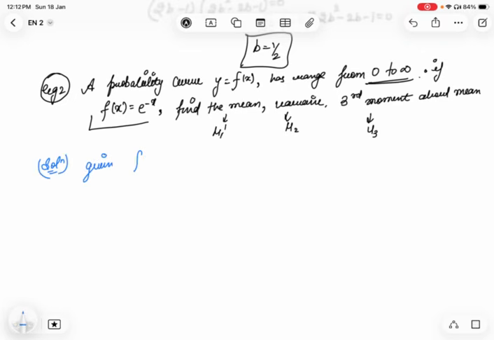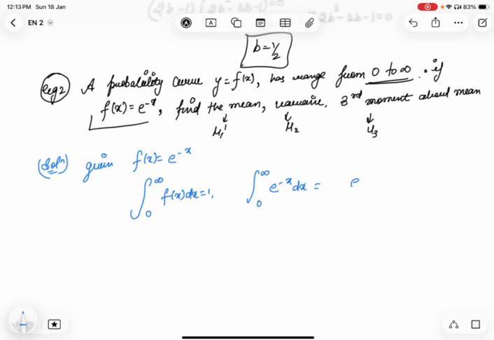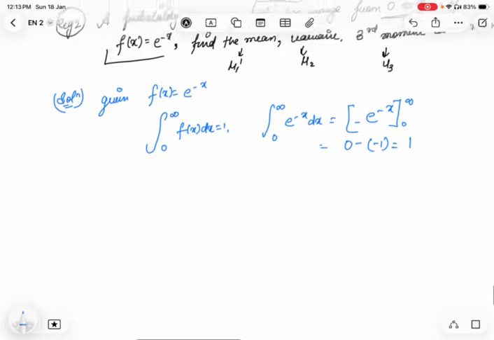Given PDF fx is equal to e to the power minus x. Now if I am asked whether it is a valid probability density function, what do we have to do? Just check that the integral of fx dx is equal to 1. So just put the integral from 0 to infinity of e to the power minus x dx. So its integration is what? Minus e to the power minus x from infinity to 0. If we put infinity and 0, we get minus 0 minus minus 1, that is equal to 1. So it is a valid probability density function.